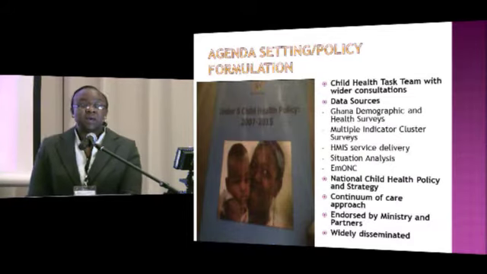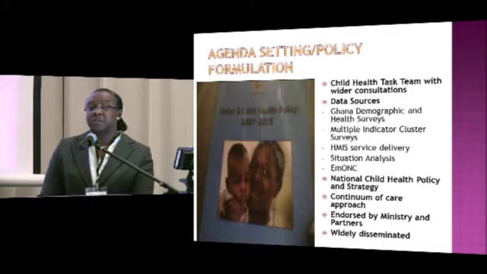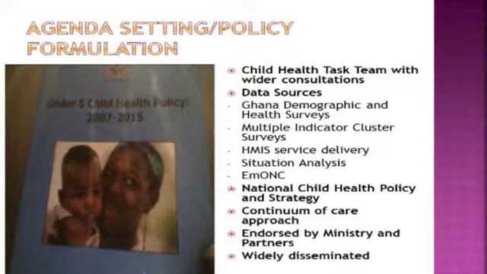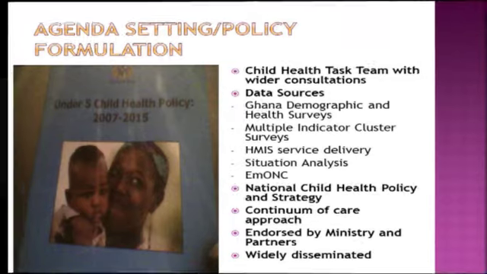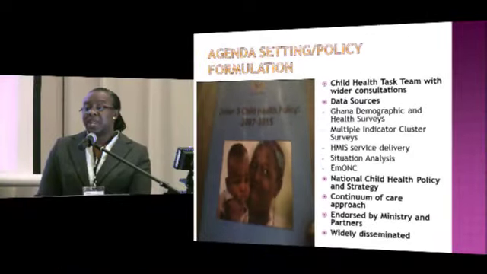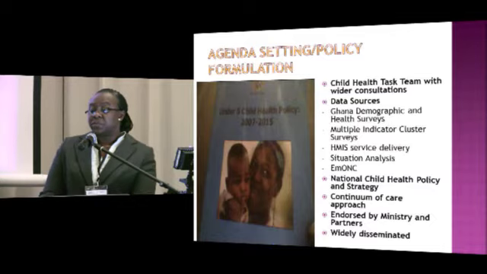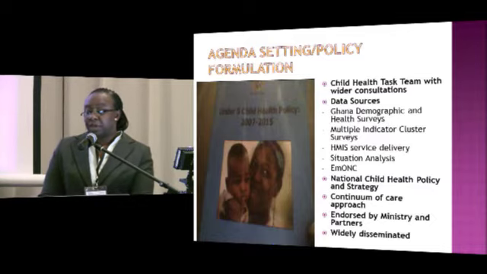To set the agenda, the whole story started mainly in 2003 when we had our demographic and health survey report and realized, surprisingly, that we had made little progress in reducing our under 5 mortality. So we started looking at our figures more closely and realized that the rate determining step was the newborn deaths, where we had made very little progress. A child health task force team was set up to come up with a child health policy and strategy.